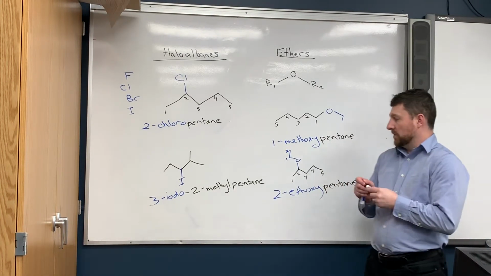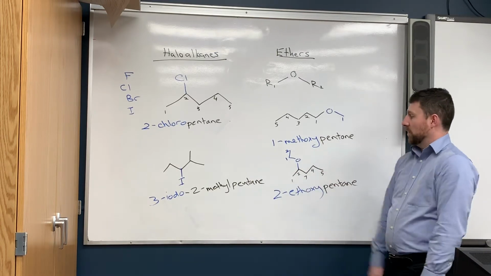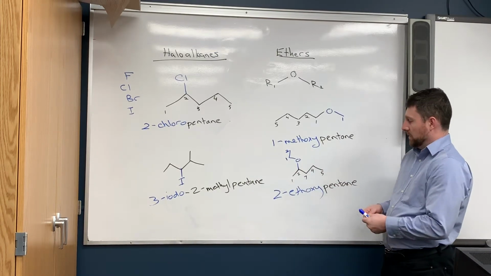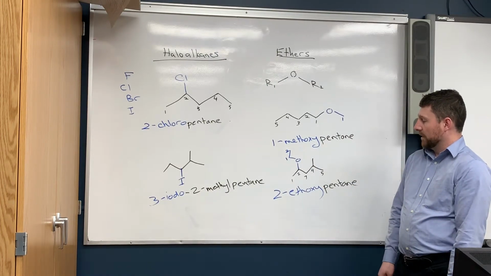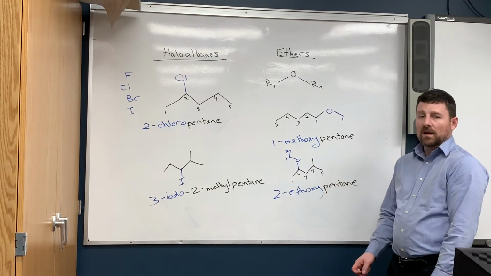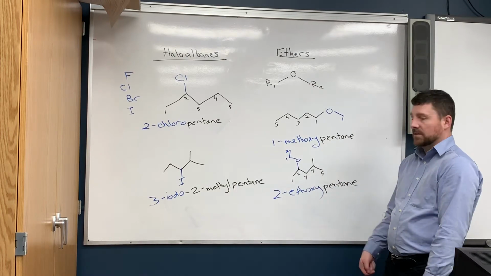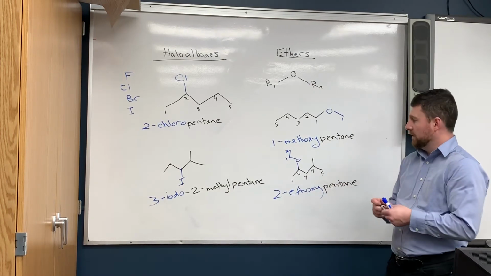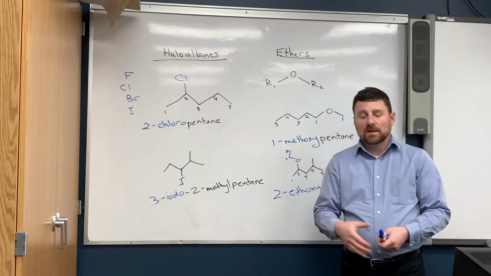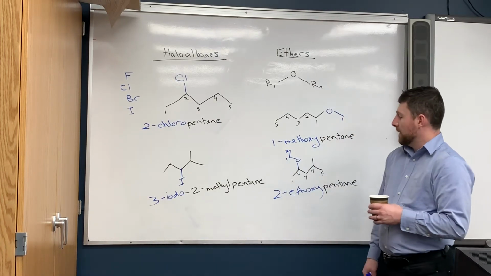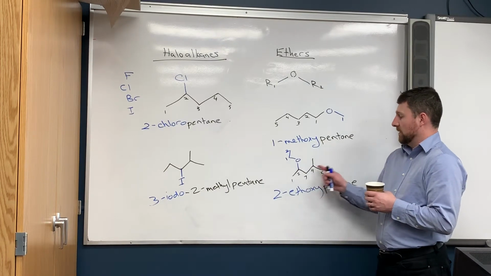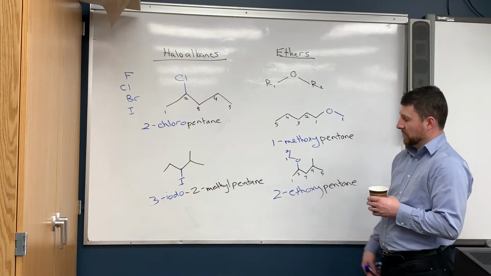Right? And of course we could add other branches as well, right? If I wanted to put a methyl group here, right, then I could call it an ethoxy methyl pentane, right? It's the same naming system as before, where you just give the numbers and you list the branches in front of the main chain.